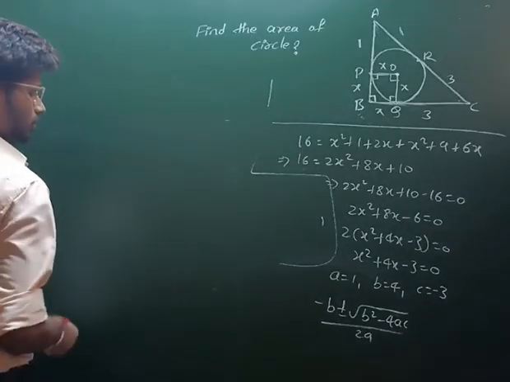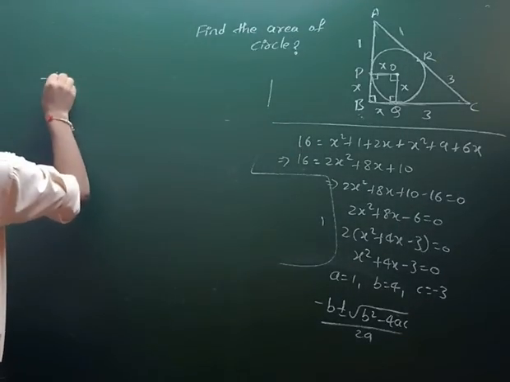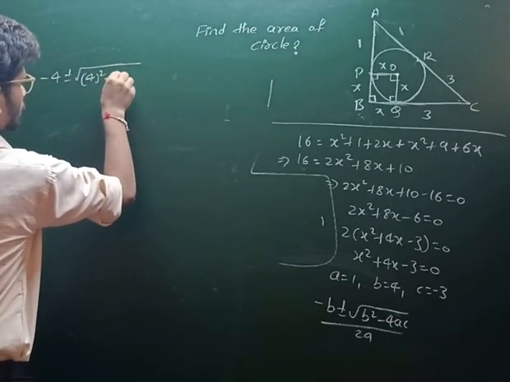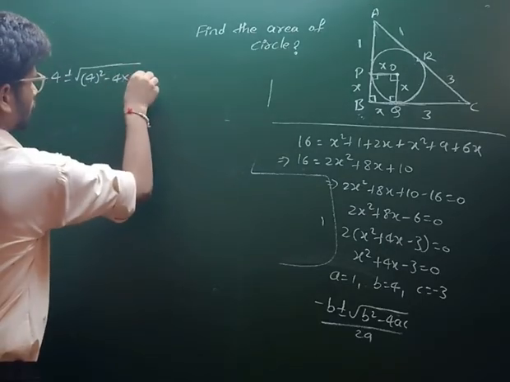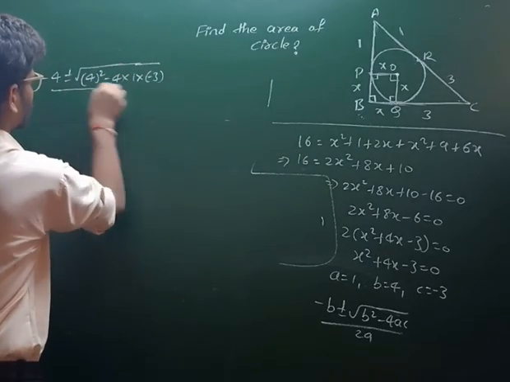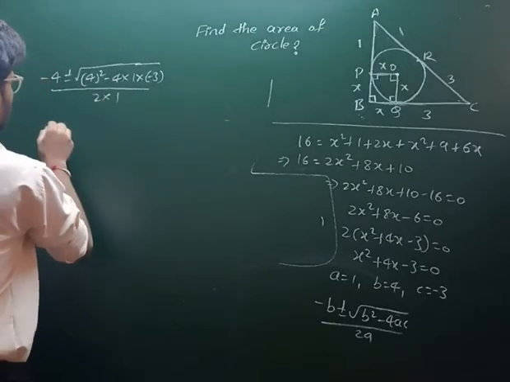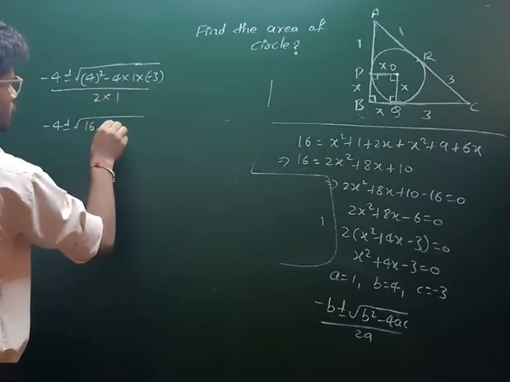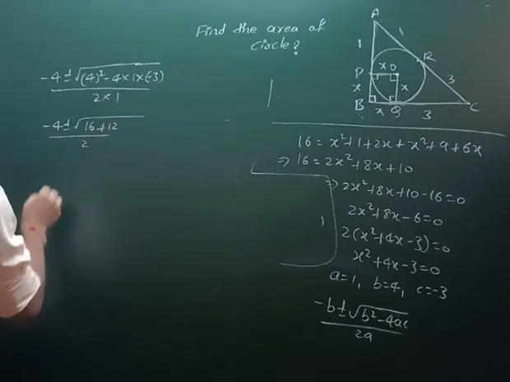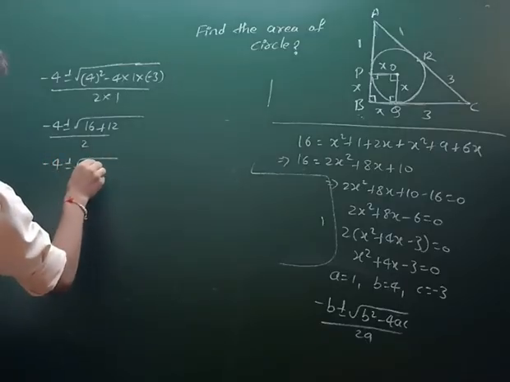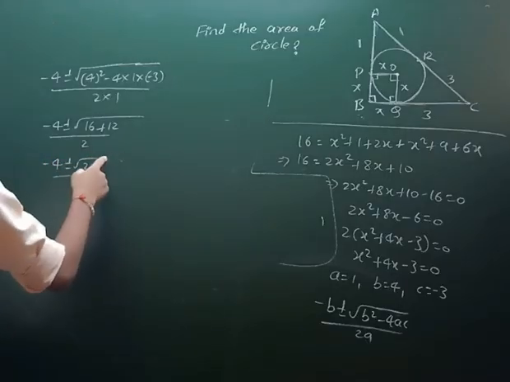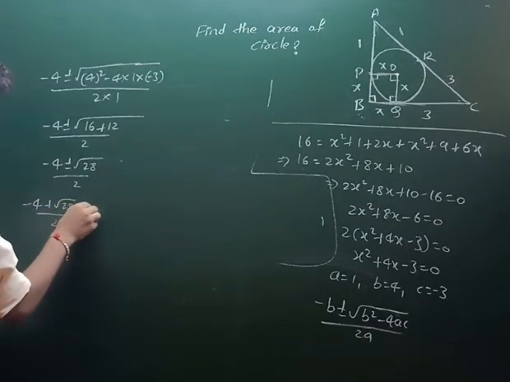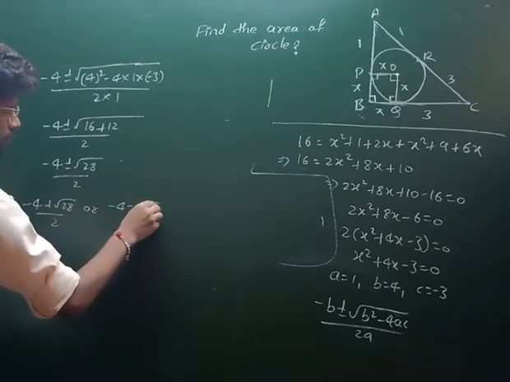So now substitute all the values. Minus b value is what? 4. Plus or minus √(4² − 4 into a is 1 and c is −3), by 2a. 2 into a is 2. So −4 ± √(16 + 12) by 2, that is −4 ± √28 by 2. That means we will get 2 roots: (−4 + √28)/2 or (−4 − √28)/2.